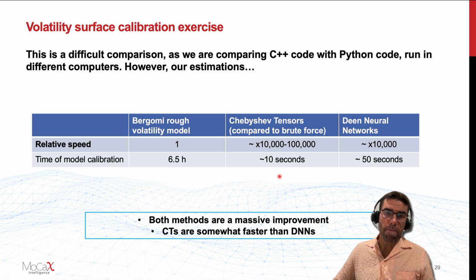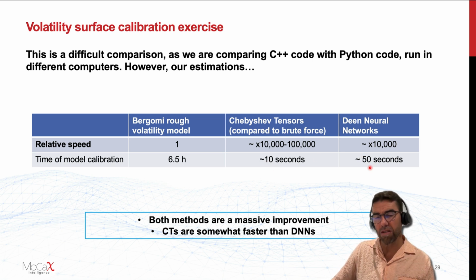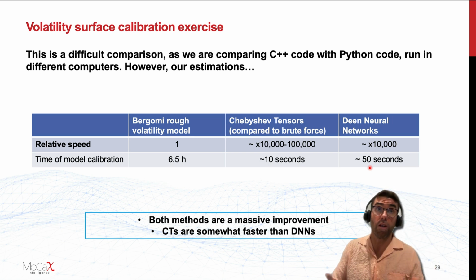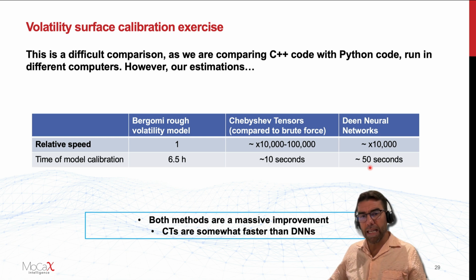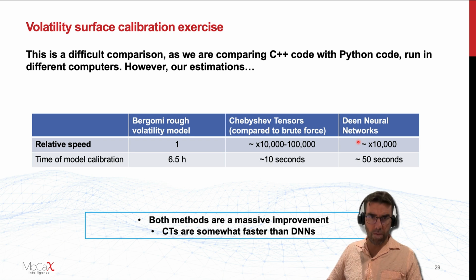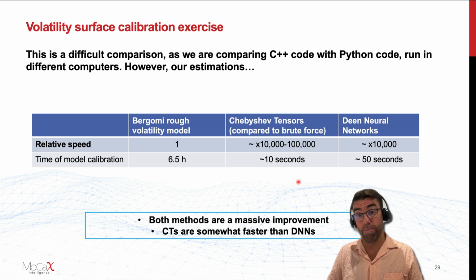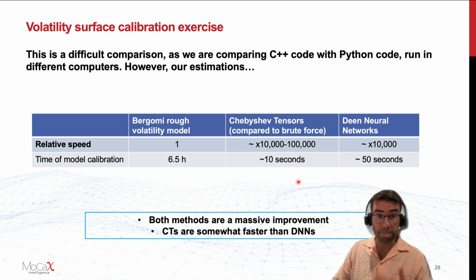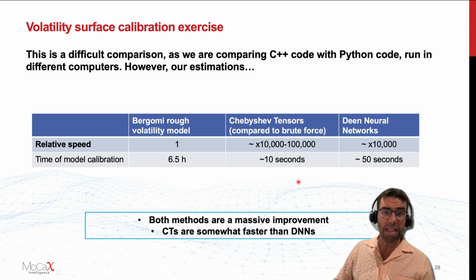Now, in this case, Chebyshev tensors are better, but quite frankly, 10 seconds versus 50 seconds doesn't make much difference. It can, depending on the context, but what I'm trying to say is that in terms of speed, both Chebyshev tensors and DNNs are extremely fast to evaluate. So both are good enough, or very good. That's the way I would frame it. In that sense, they are more or less similar.